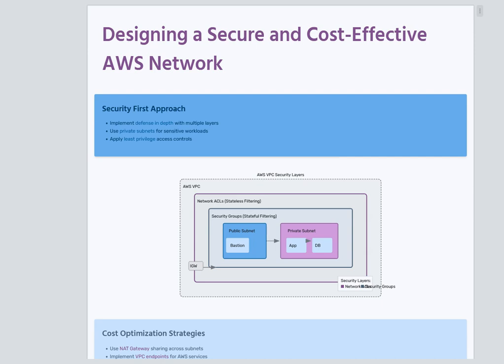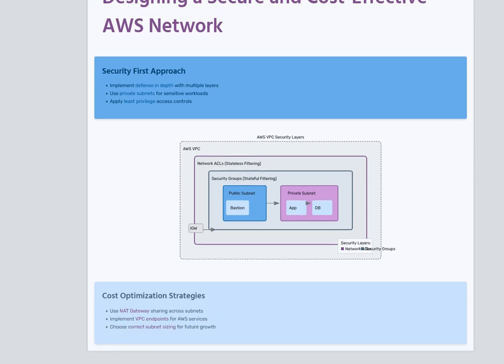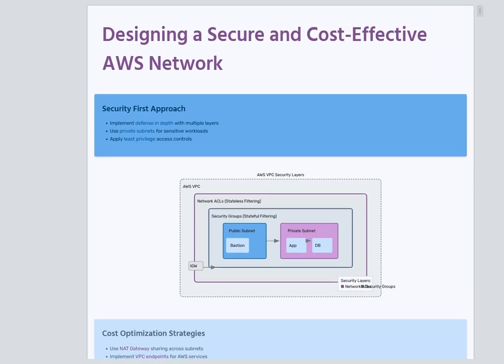Let's have a quick catch-up on some of these points: designing a secure and cost-effective AWS network. This is for common understanding. Security-first approach: implement defense in depth with multiple layers. Use private subnets for sensitive workloads. Apply least privilege access control. Basically you put in multi-layer security.